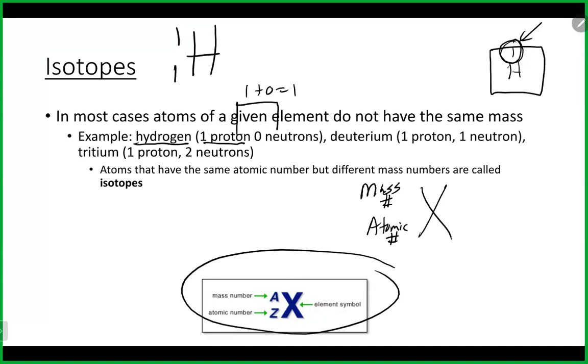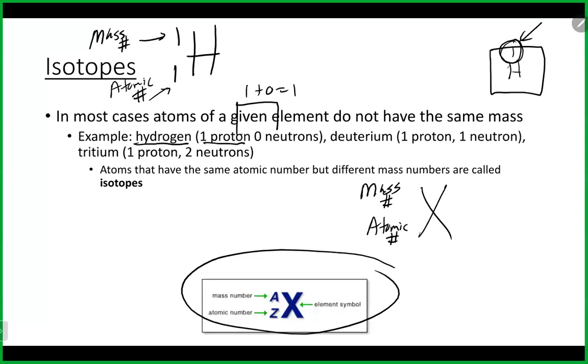Again, the top number is the mass number. And the bottom number, which is the atomic number, the number of protons. By the way, if you take the top number minus the bottom number, that gives you the number of neutrons, right? 1 minus 1 is 0. Yeah, so that gives you the number of neutrons.